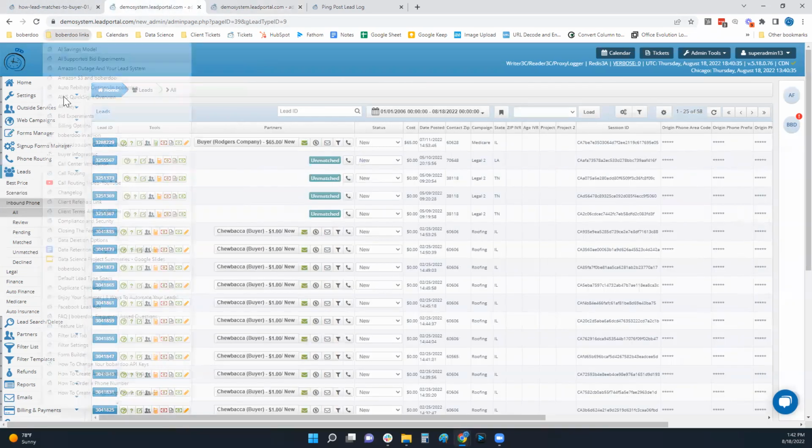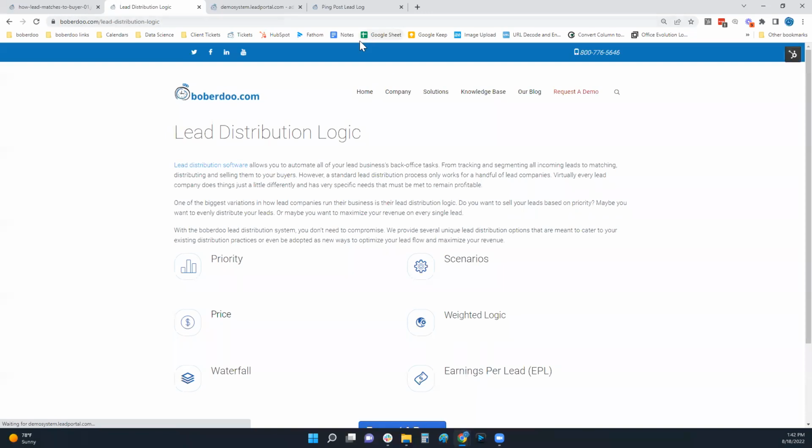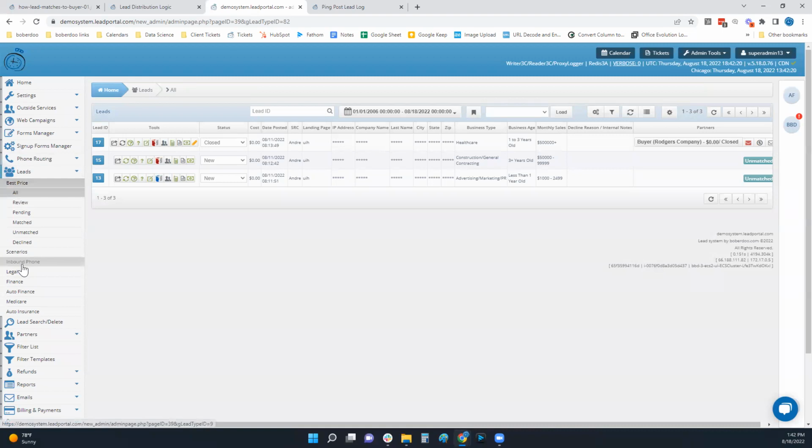Finishing back up on the lead distribution logic page. The earnings per lead, I mentioned that this was specific to inbound phone routing.